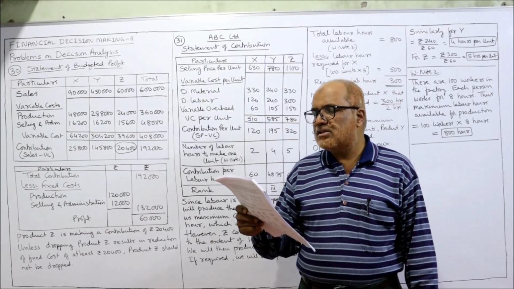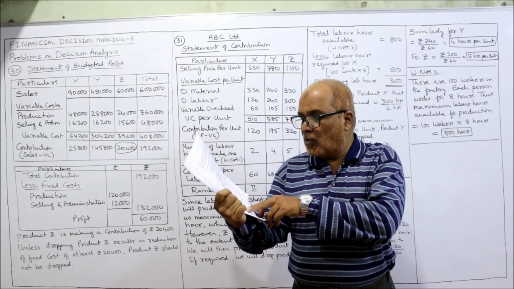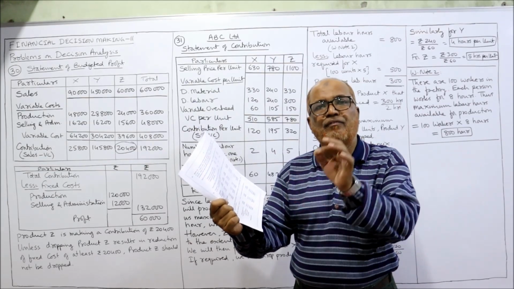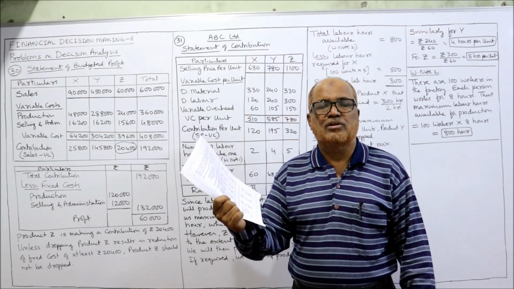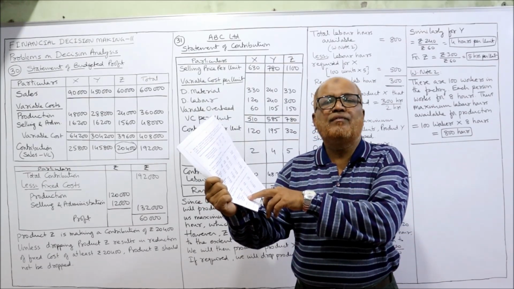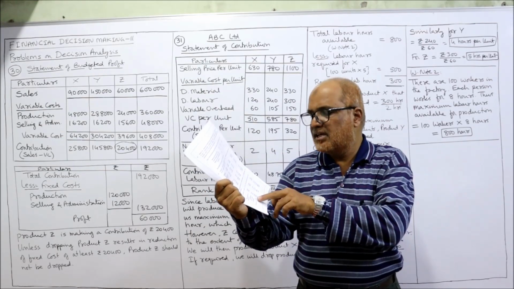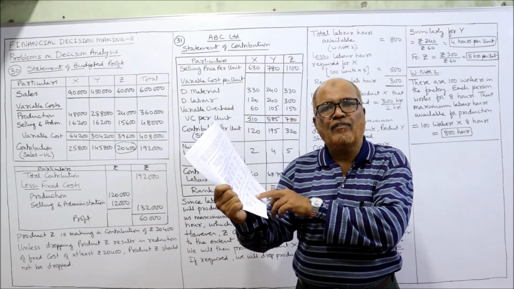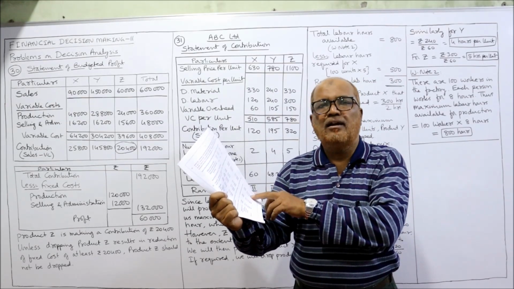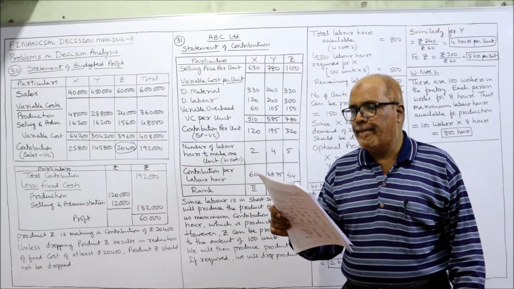Assuming that 50% of overheads are variable, that means the overheads given in the problem are not all variable. 50% is variable, 50% is fixed. So we bifurcate. The total overheads are 120, 50% of 120 is 60. So 60 variable, 60 fixed. Secondly, 210: half of 210, 105 is fixed, 105 is variable. And 300: 50% of 300, 150 is fixed and 150 is variable.